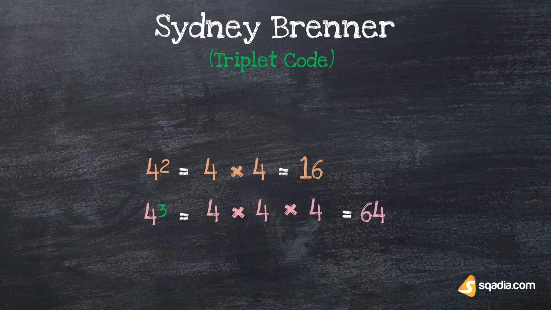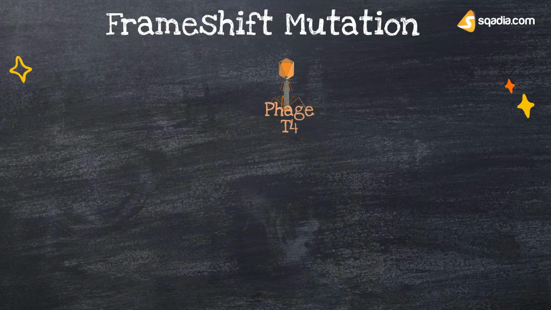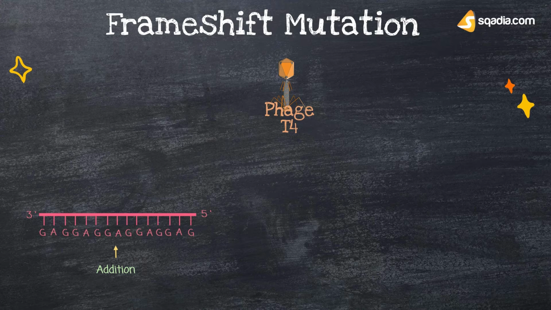Experimental evidence supporting the triplet nature of the code was subsequently derived from research by Francis Crick and his colleagues using phage T4. They studied frameshift mutations, which result from the addition of 1 or more nucleotides within a gene, or deletion of 1 or more nucleotides within a gene, and subsequently the messenger ribonucleic acid transcribed by it. The gain or loss of letters shifts the frame of reading during translation.